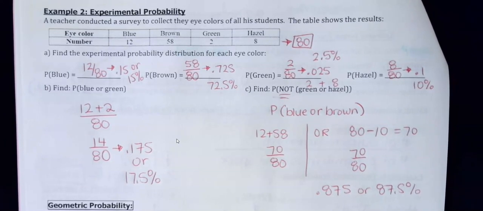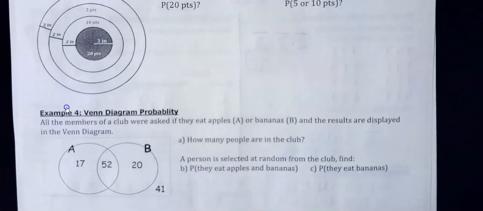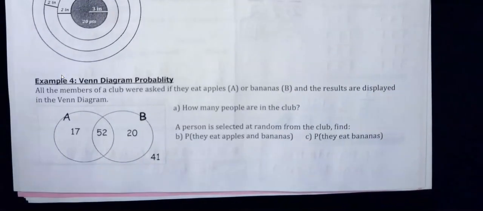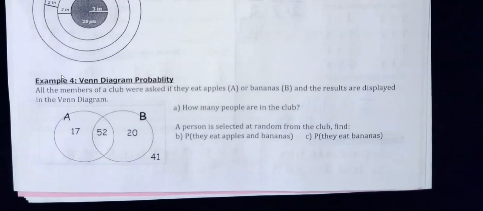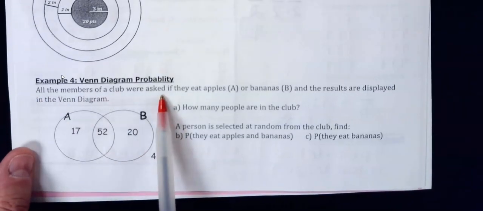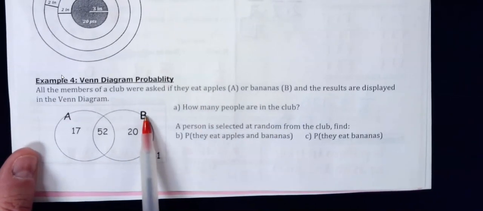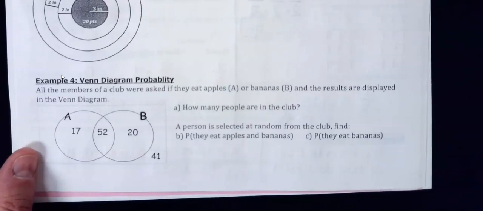Okay, I'm going to do this a teeny tiny bit out of order. So the example I have at the very bottom of the page is actually not a geometric probability, it's actually an experimental probability. So I'm going to have us look at this bottom example, and then I'll go back and do the geometric probability. So this Venn diagram is actually an experimental probability, a way you can display it. So you guys may have seen something like this before. But it says all the members of a club were asked if they eat apples, that's the A here, or bananas, that's the B. And the results are displayed in the Venn diagram.